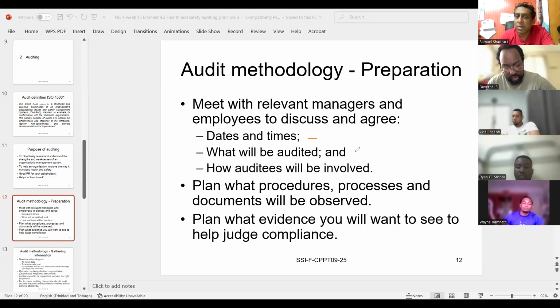You plan what will be audited. Now you might want to see everything. Let's just say you want to see the RAs. I'll just give you a couple here. You want to see the RA, you want to see the accident report, right? You want to see the fire drills. You want to see, what again could you see? You want to see maybe the KPI sheet from last week. You want to see the company's KPI sheet. So you plan what you want to see, right?